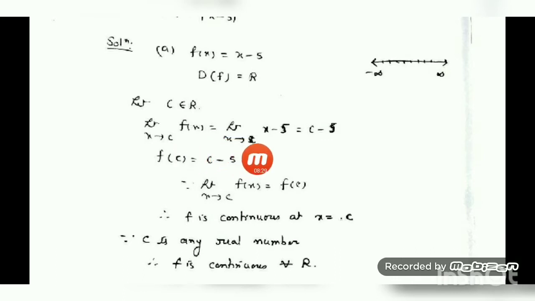Limit x tends to C, f(x) value is x minus 5. Here you can put a bracket, or without bracket also it is sufficient because it's a constant. So directly substitute the value x equal to C. Here we will have C minus 5. And what is f(C)? C minus 5. So limit x tends to C f(x) value and f(C) value are equal. So we can give the conclusion that f is continuous at the point x equal to C.